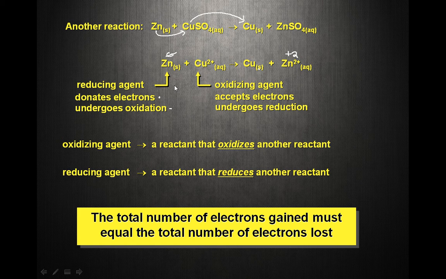Well, where did those electrons go? The electrons went from zinc over to copper +2. All right, and that would have been 2 electrons. So copper has accepted electrons, and we say it undergoes a reduction.